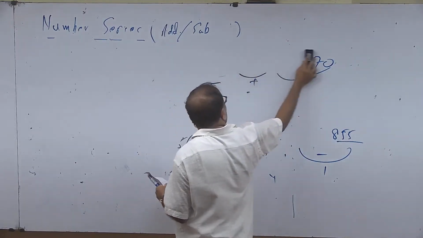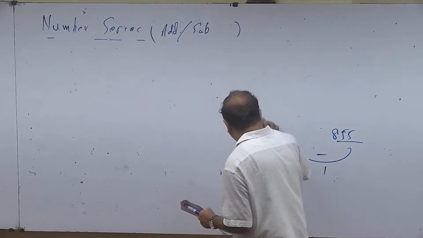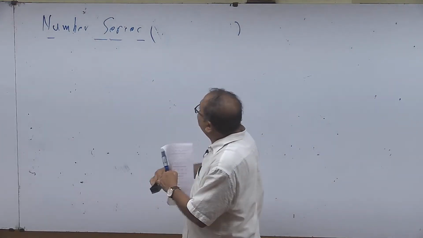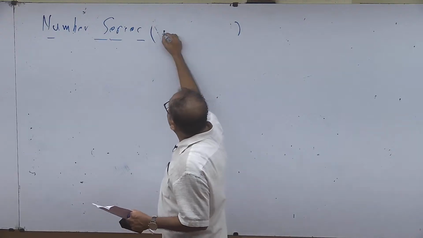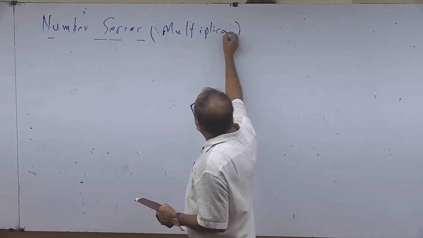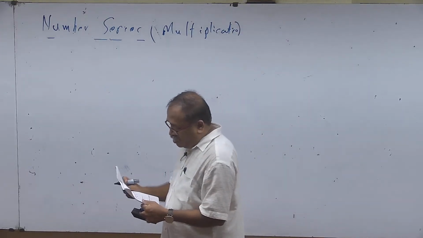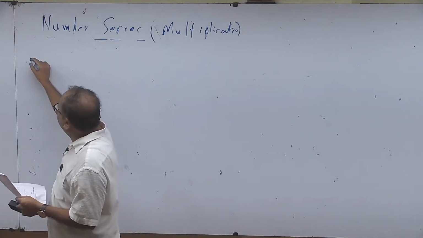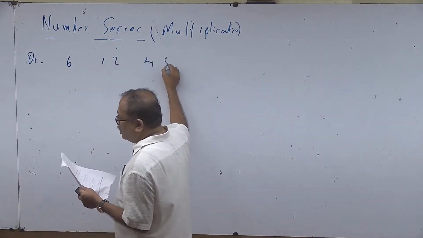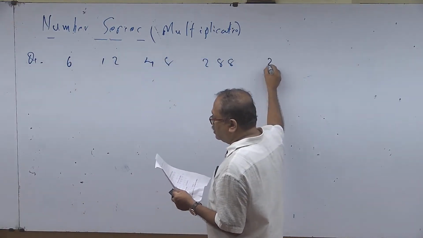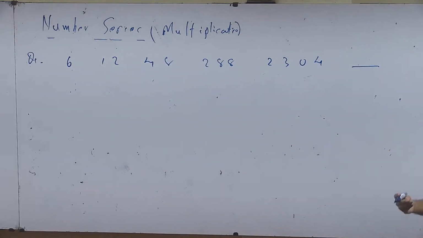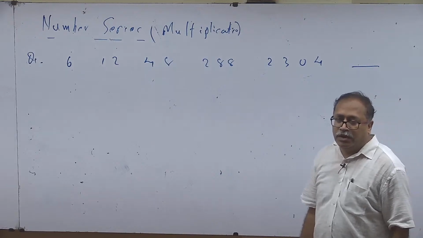multiplication based question. Series, a series which is formed based on multiplication. Now, in this case what happens? Let's take a couple of examples. That's question 1. 6 and 12 and 48 and 288 and 2304. And what next? I gave you the simplest possible question. Example.